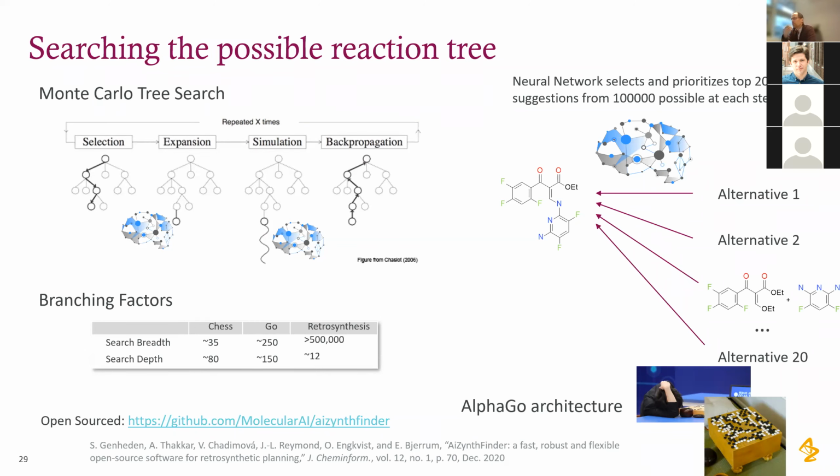And then you simulate an output from this, and we again use a neural network just to suggest disconnections for this output. And then when we get to the end, we can see, did we actually end up finding a synthetic route for compounds we can purchase or we have on shelf, and then we can backpropagate this score and do the process again. And the neural networks here are really key because they limit the search breadth of the tree search to 25, and that means suddenly we only need a couple of minutes to come back with a suggestion for a retrosynthetic path.